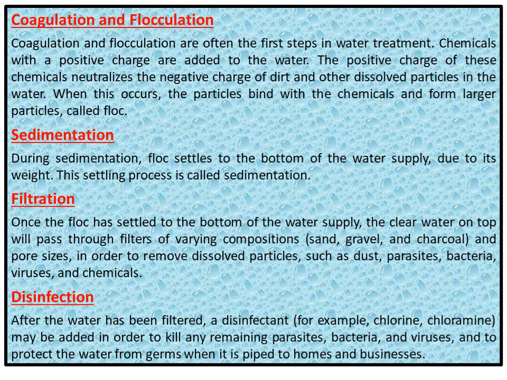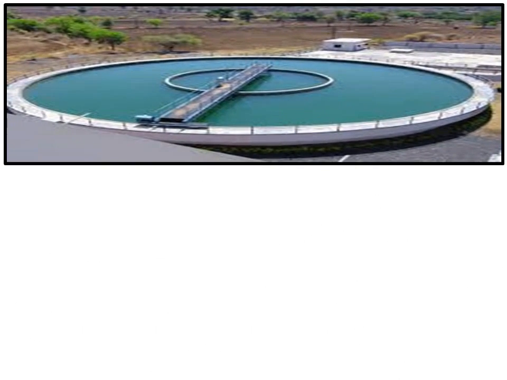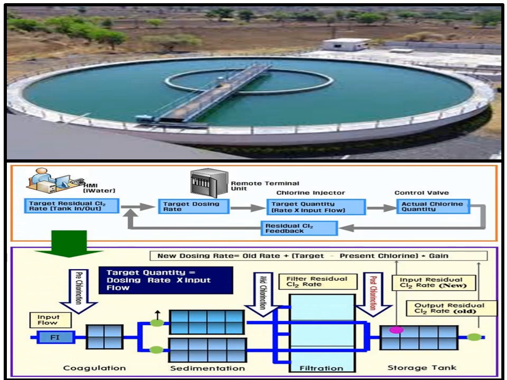Disinfection. Disinfection after the water has been filtrated. A disinfectant, for example, chlorine and chloramine, may be added in order to kill any remaining parasites, bacteria, and viruses, and to protect the water from germs when it is piped to homes and businesses. This picture is a clarifloculator.